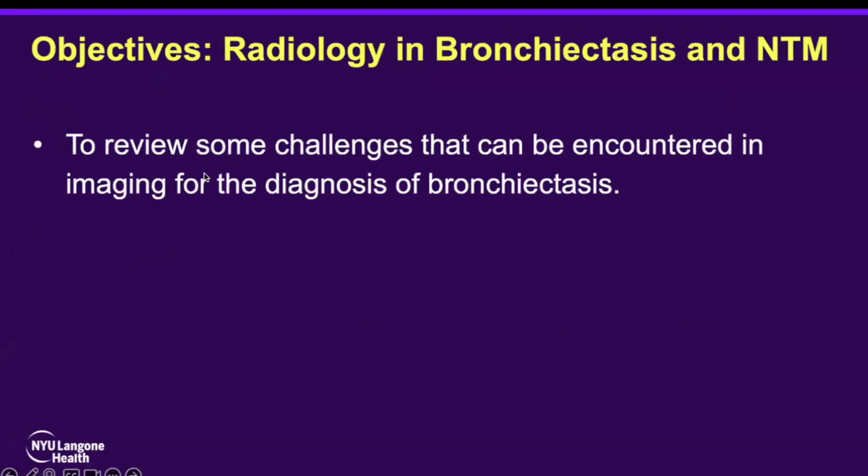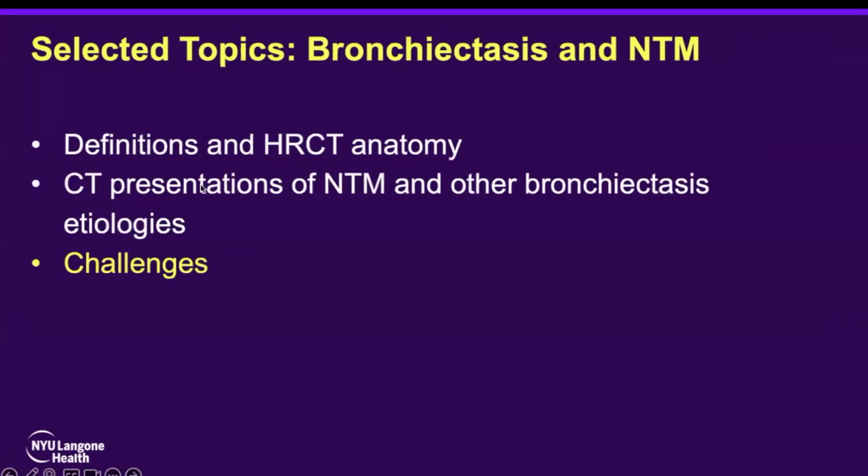For this portion, the objectives are to review some challenges that we can encounter when imaging patients under evaluation for bronchiectasis. And these are the topics we've covered previously: definitions and HRCT anatomy that are pertinent to bronchiectasis imaging. We covered the many presentations of nontuberculous mycobacteria and how to try and differentiate some of the etiologies for bronchiectasis. And we'll cover some challenging scenarios.